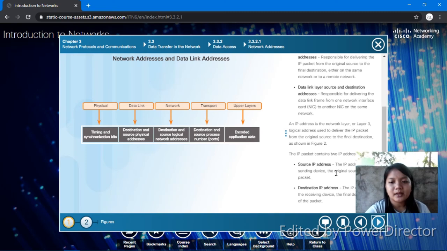The source IP address is the IP address of the sending device, the one who will send a message. Then the destination IP address is the IP address of the receiving device, the one who will receive the data sent by the source IP address.